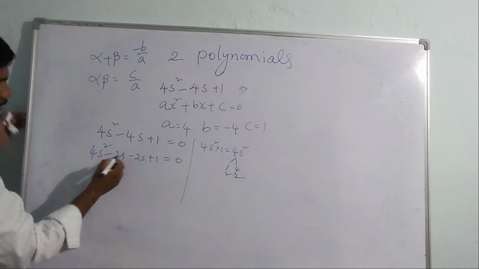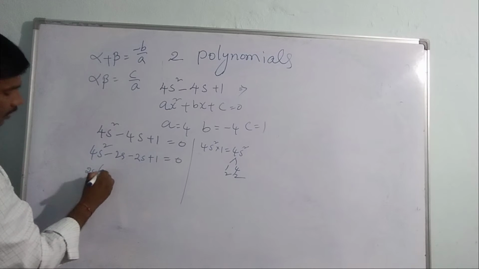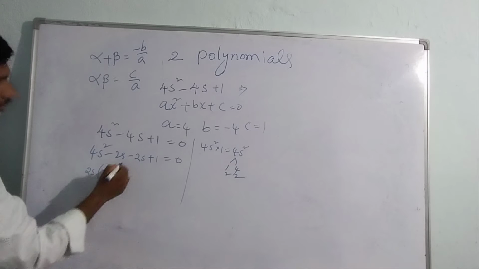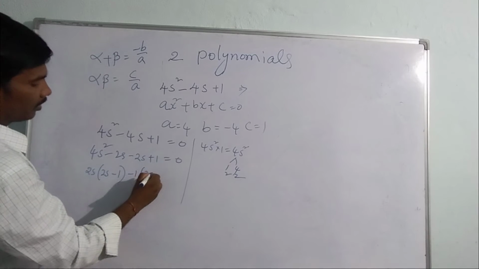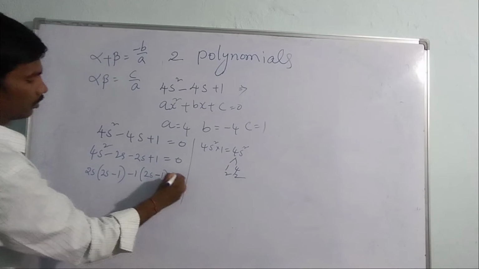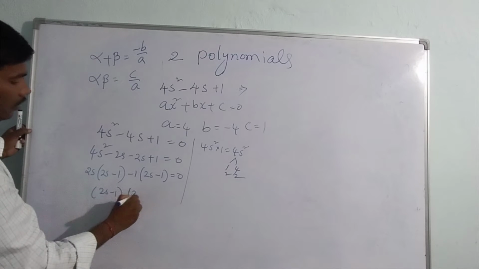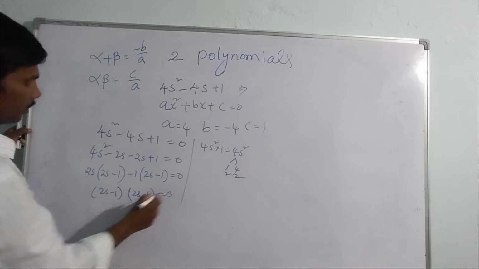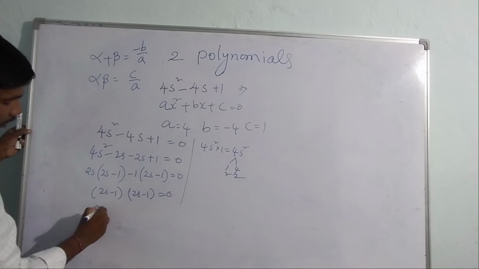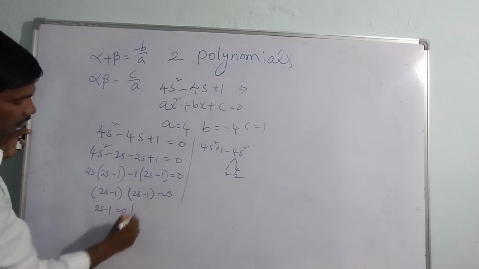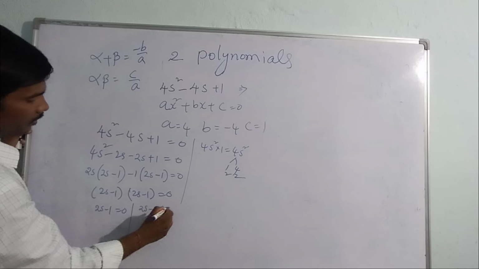What is common in these two? 2s is common, so next we get 2s minus 1. From the other two, minus 1 is common, giving 2s minus 1. So 2s minus 1 and 2s minus 1 is equal to 0. So here 2s minus 1 is equal to 0 and 2s minus 1 is equal to 0.